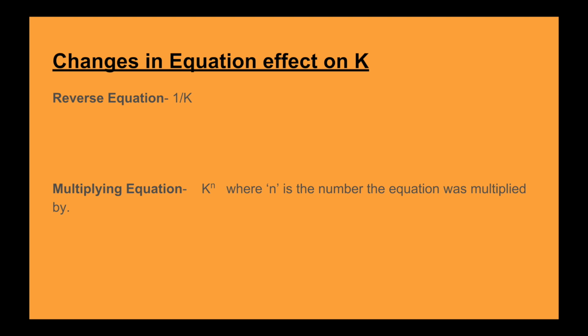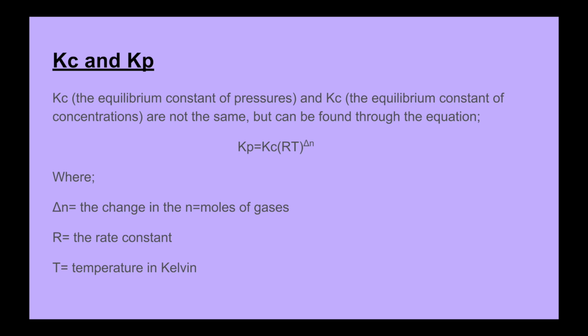If the reaction is reversed, K can be found by taking the reciprocal of the original K value. If the reaction is multiplied, then K is raised to the number the equation was multiplied by. The equilibrium constants of pressure and concentration are not the same, but have a relationship through this equation, where delta N is the number of moles of gas, R is the rate constant and T is the temperature in Kelvin.